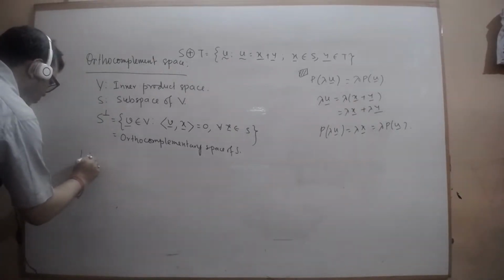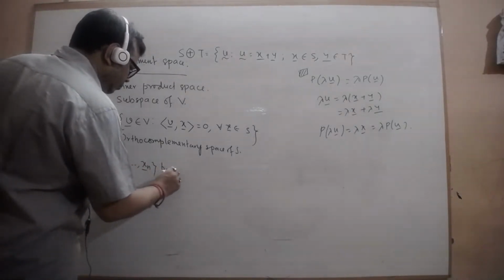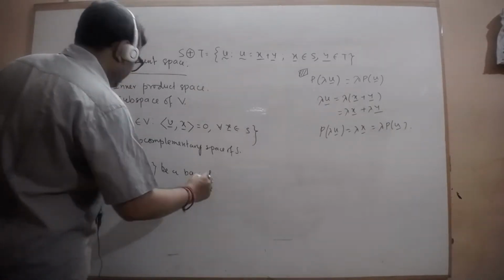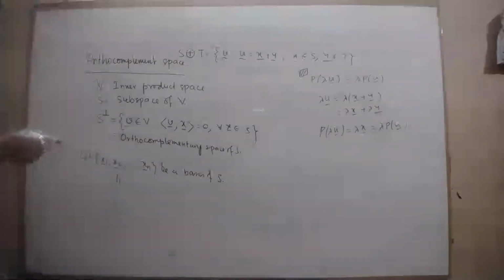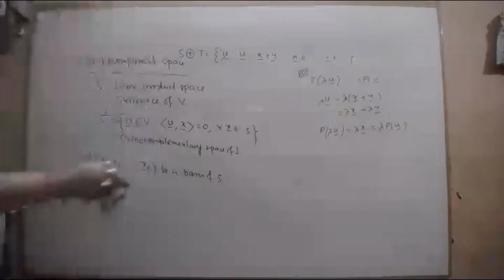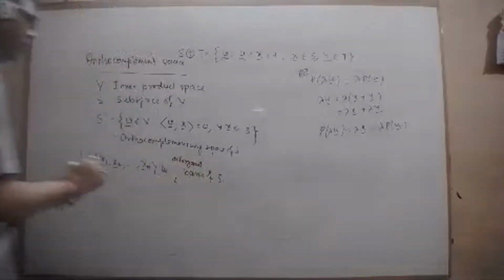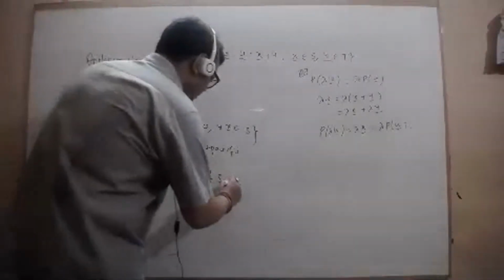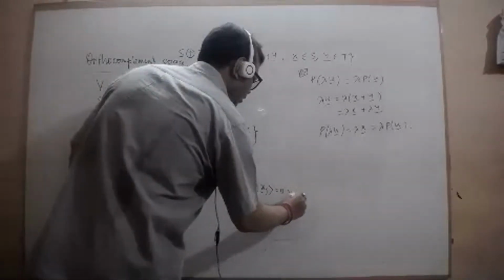Let x1 curve, x2 curve, up to xn curve be a basis of S. Using the Gram-Schmidt orthogonalization technique, you also get an orthogonal basis of S. So instead of any basis, I take an orthogonal basis of S. That is, the scalar product of xi and xj should be 0 for all i not equal to j.